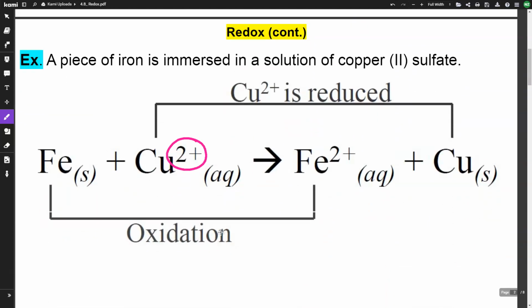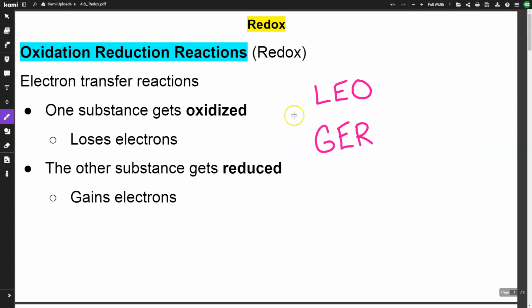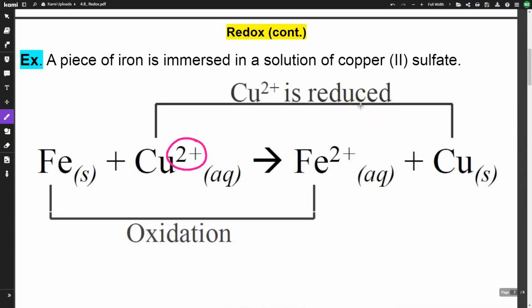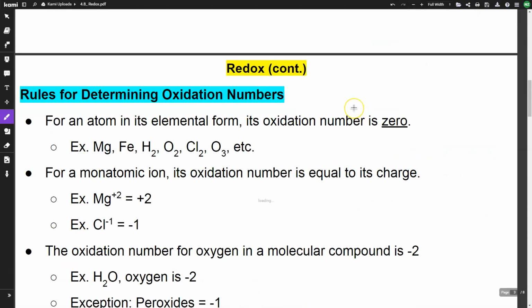Now, iron goes from 0 charge to a +2 charge. To go from 0 to +2, you would be losing electrons. And again, loss of electrons is oxidized. So that's what's happening in this reaction right here.